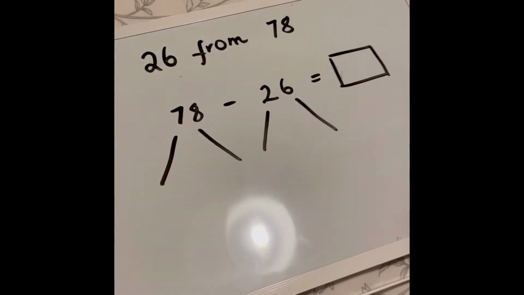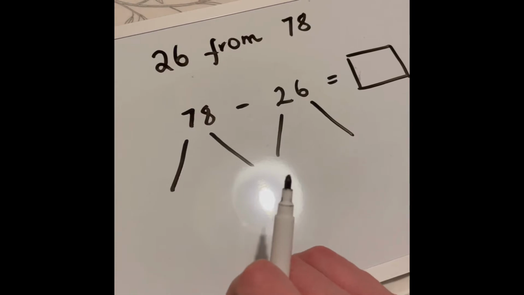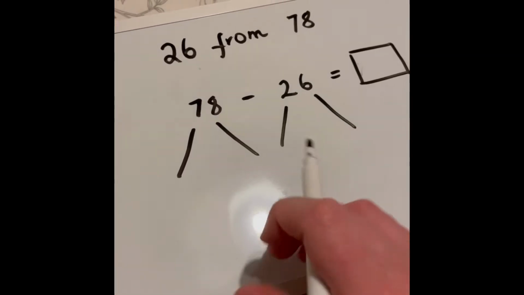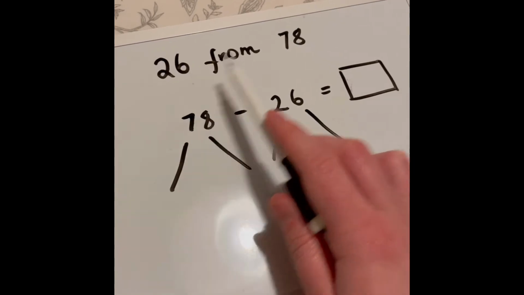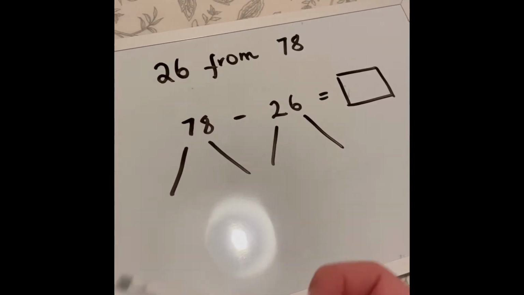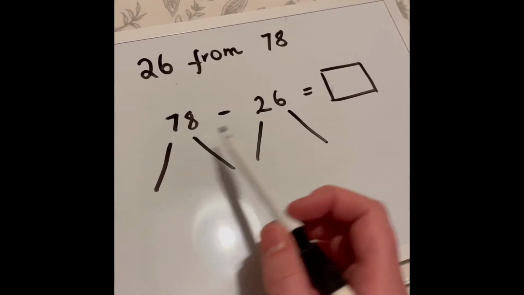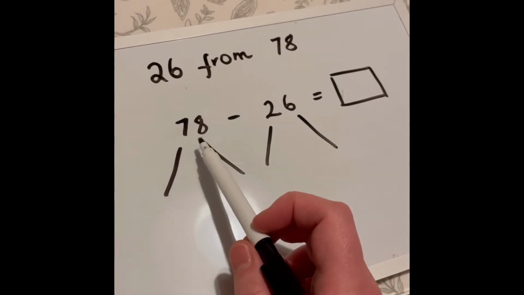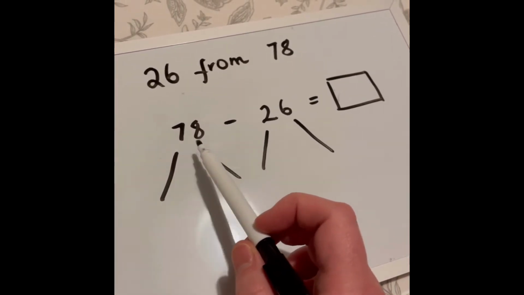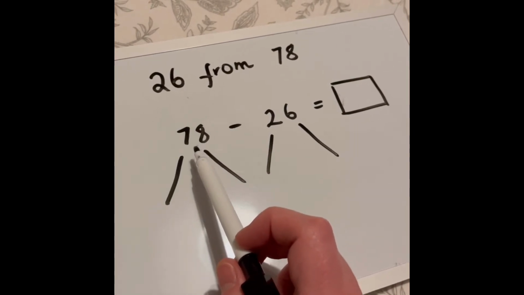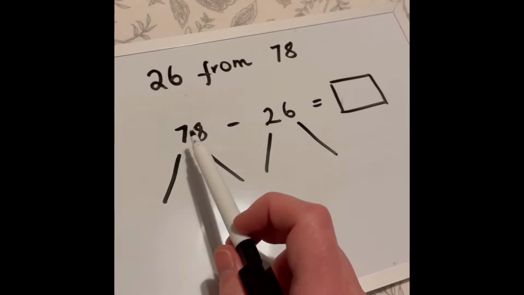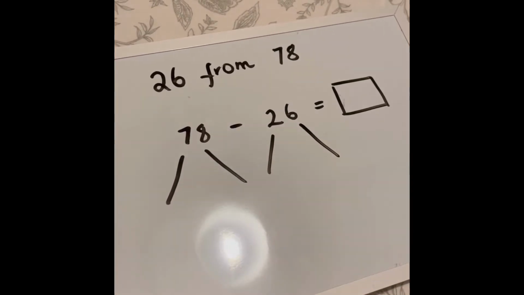So let's do this first one together on the whiteboard. So I've written 26 from 78, which means we're taking 26 away from 78. I've written out the subtraction question, and if you notice, you will see that I've got the biggest number here, because in subtraction, the biggest number has to go at the start of the number sentence. So we've got 78, take away 26.